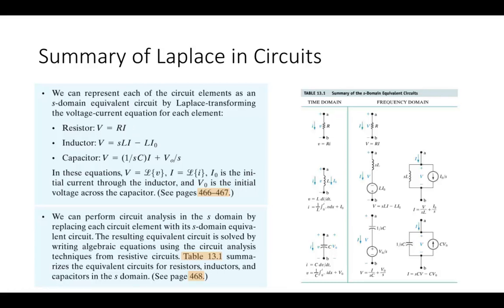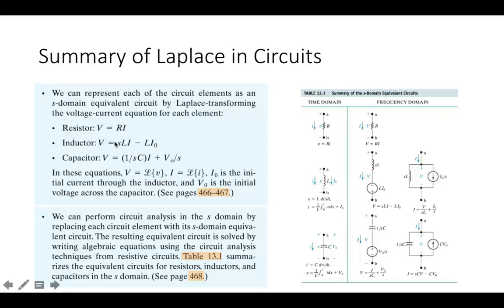So for a resistor, the voltage-current relationship can be written simply as V equals IR. For an inductor, the voltage-current relationship comes from the derivative property and can be written as follows, where I sub 0 is the initial current through the inductor. Capital I and capital V would be the voltage and current in the Laplace domain. And then the capacitor relationship can be written as follows, based on application of the integral property.